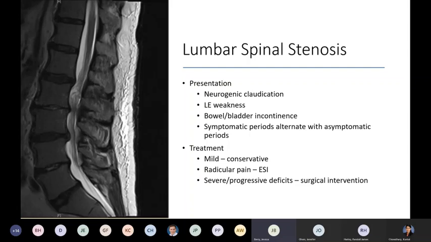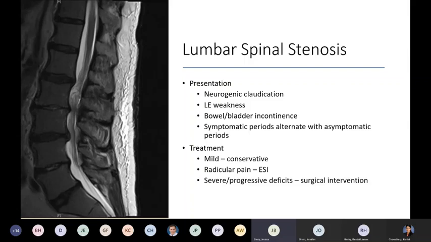So moving down into the lumbar spine, the presenting feature of lumbar spinal stenosis is commonly going to be pain and that classic description of neurogenic claudication. So pain in the lower extremities. They may progress to lower extremity weakness and bowel and bladder incontinence, and again, more incontinence here compared with the C-spine due to the more lower motor neuron involvement of the cauda equina in this area. And as things progress, they will typically have symptomatic periods alternating with asymptomatic periods.